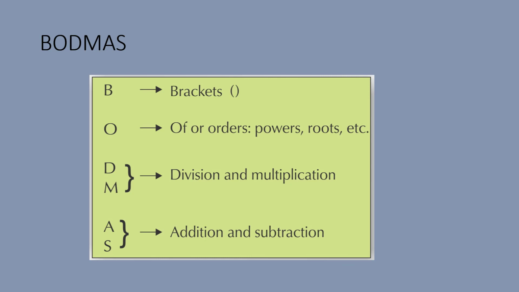Within formulas, there's the normal BODMAS rules, so anything that is inside brackets takes precedence. Then there's the ordinals or indices. After that we have divide and multiply, or multiply and divide, and then we have addition and subtraction.